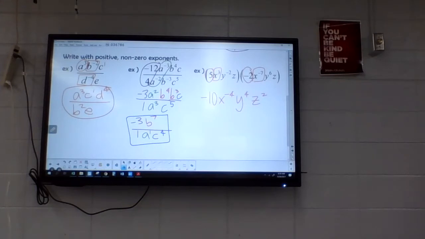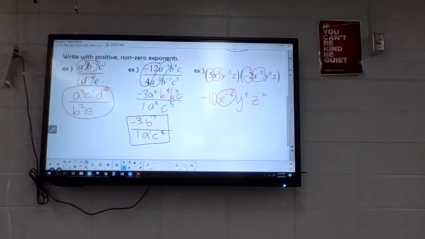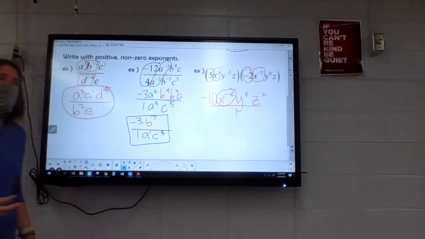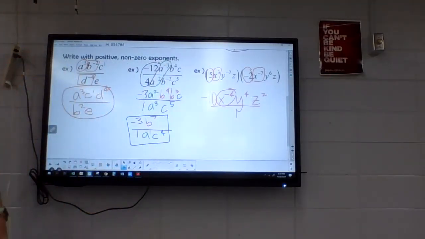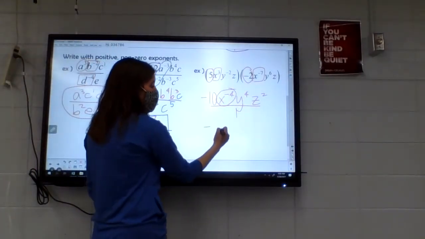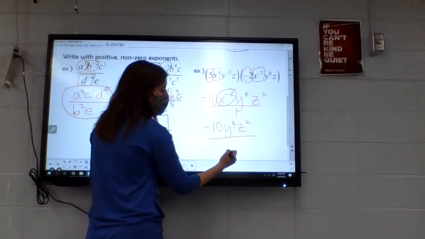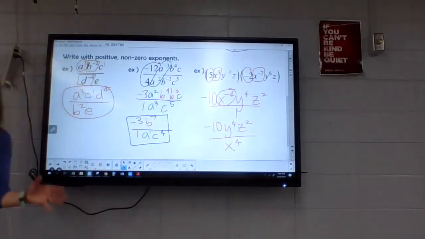Now, the directions say positive non-zero exponent. What's my only issue now? Yeah, this -4 here. So what we're going to do is we're going to make this into a fraction. So right now it's not a fraction. When it's not a fraction, it's just on the top of a fraction. So we just need to get rid of that x to the -4. We're going to drop it to the bottom. Everything else will just stay on top. And that x to the 4th now is on the bottom, and now it becomes positive.